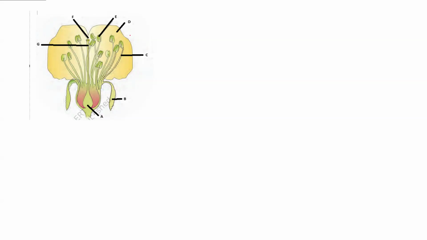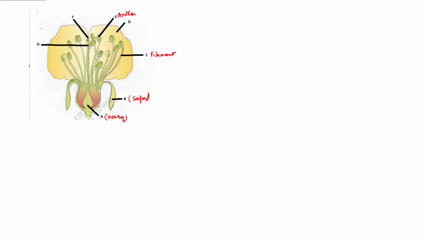In this video, we are going to discuss the diagram based questions up to the male and female reproductive part of the flower. Now see, this is a flower. This part of the flower is the ovary, this is the sepal, and filament and anther. Okay, E is anther. This is a male part. Filament and anther together is stamen.